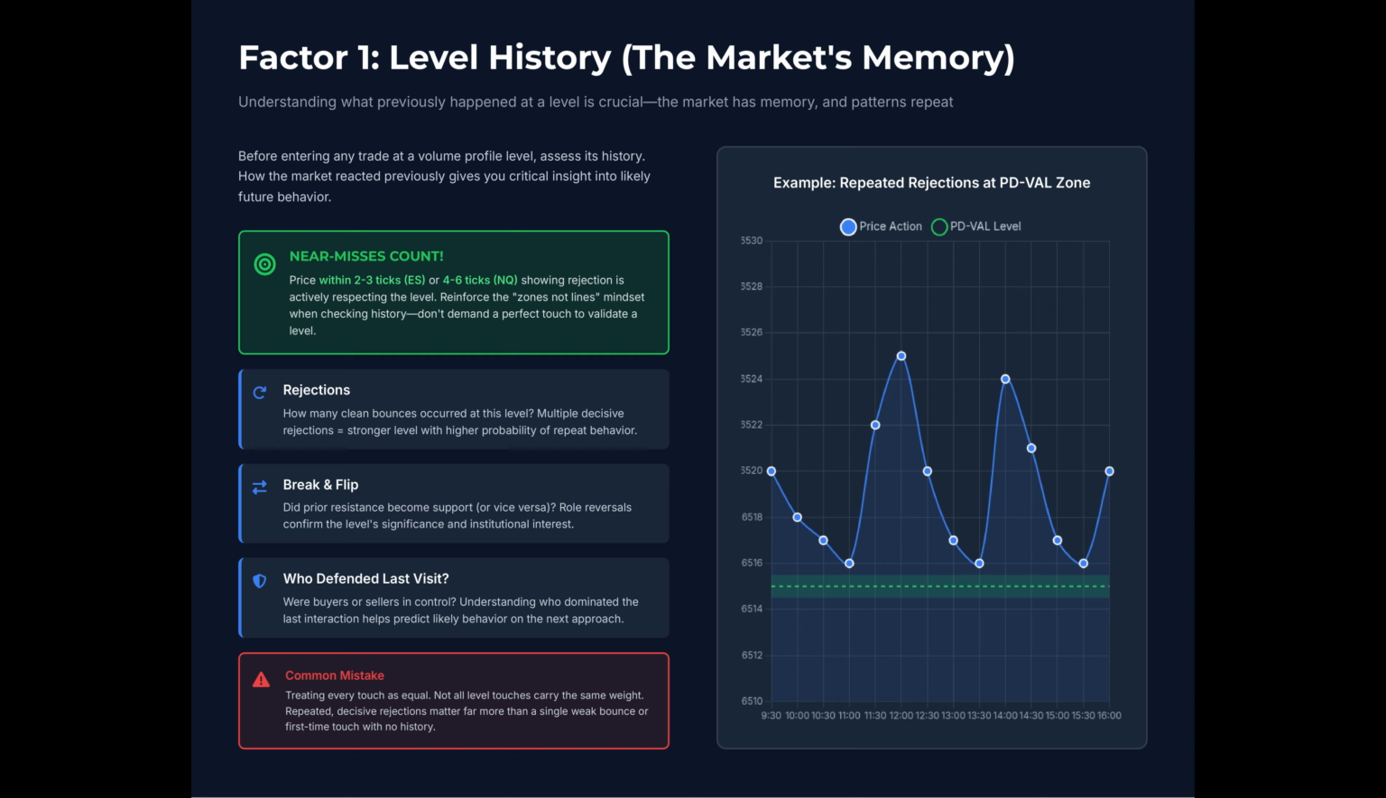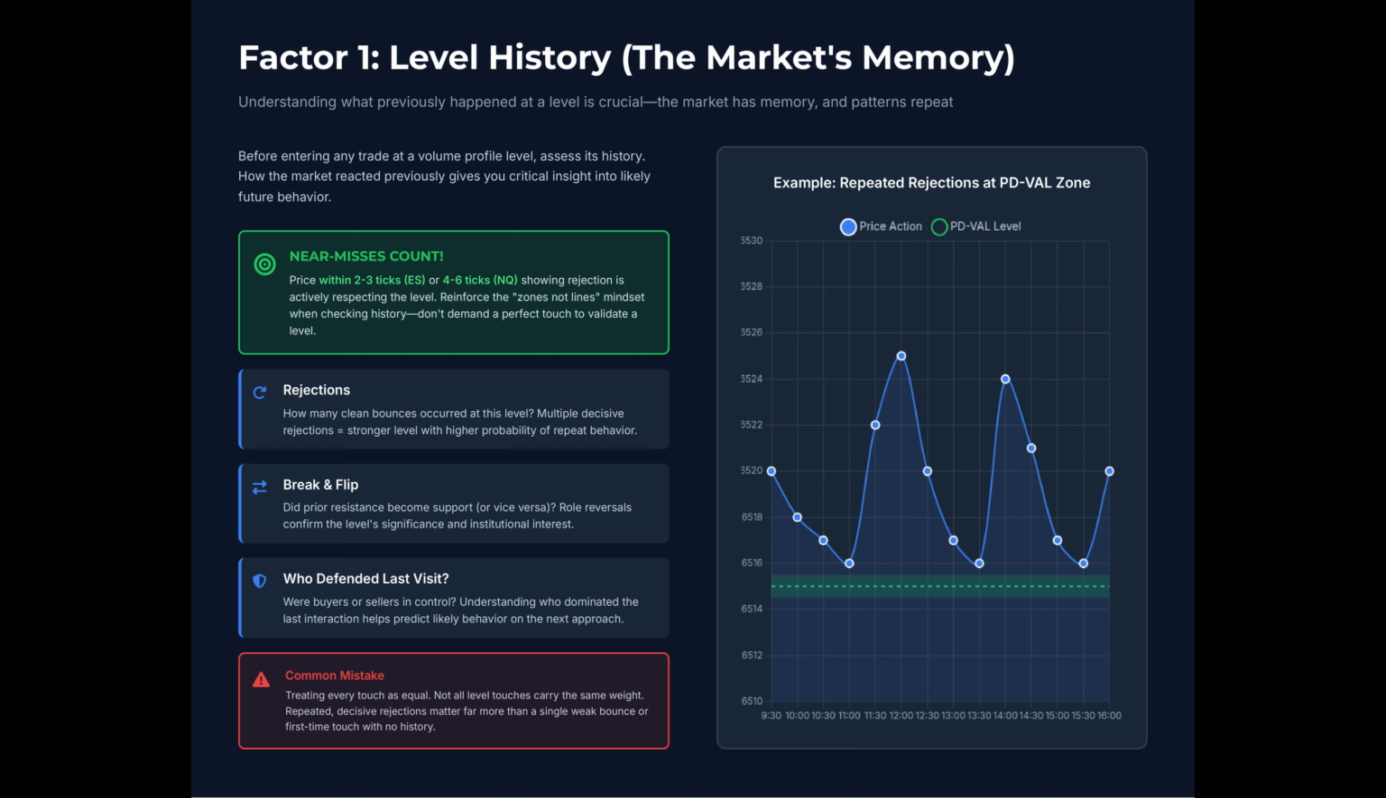When a level has been respected multiple times in the past, it carries weight. When a level has never been tested, it's just a line on a chart with no institutional interest. Your job as a volume profile trader is to identify which category your level falls into before risking capital. And Factor 1 gives you the systematic process to do exactly that.